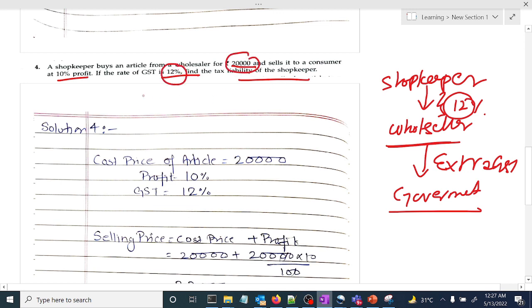So when he sells to the consumer at 10% profit, the shopkeeper would be collecting extra GST, right? So that he has to pay to the government directly. So that is the tax liability the shopkeeper has. So let's get started.